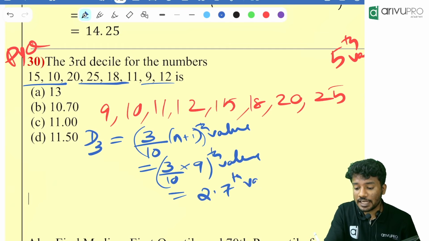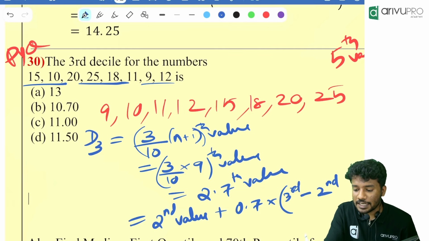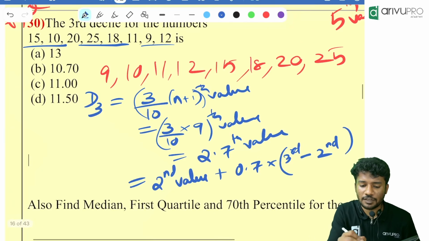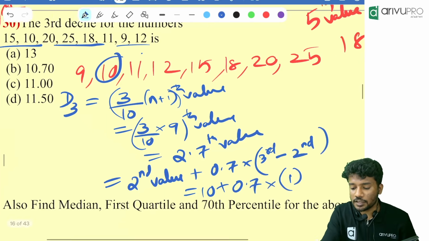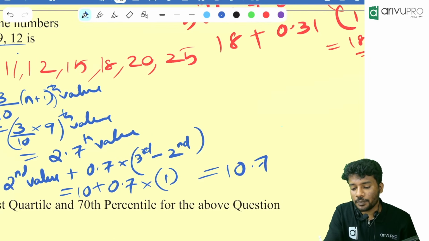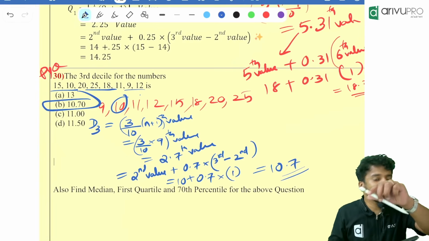2.7th value. What do you mean by that? You will write second value plus 0.7 into gap. Instead of gap, you will write third value minus second value. Now tell me, the second value in our arrangement is how much? 10 plus 0.7 into third value minus second value, which is 11 minus 10, is 1. So how much is the answer? 10.7. Option B is your answer.